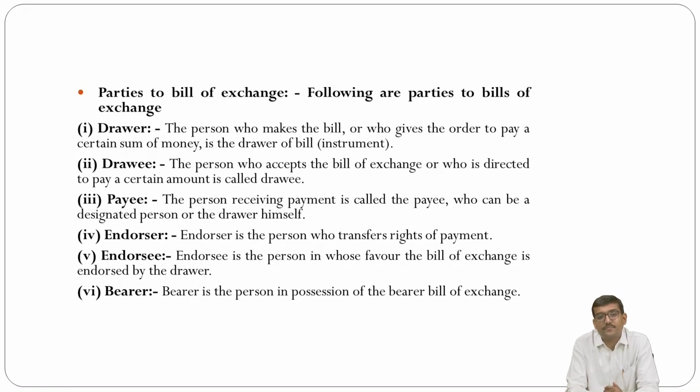Next is drawee. The person who accepts the bill of exchange or who is directed to pay a certain amount is called a drawee. Then the person receiving payment is called the payee, who can be a designated person or the drawer himself. Then endorser. The endorser is the person who transfers the rights of payment. Then endorsee. The endorsee is the person in whose favor the bill of exchange is endorsed by the drawer. Then bearer. The bearer is a person in possession of the bill of exchange. So these are the different parties involved in the bill of exchange.